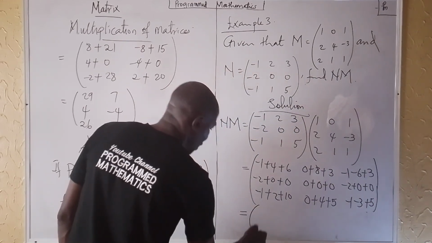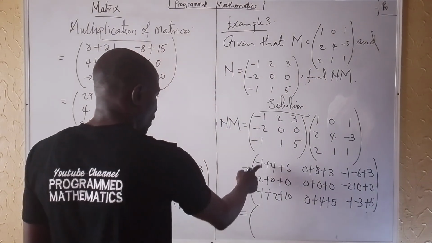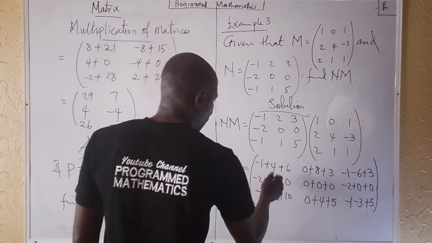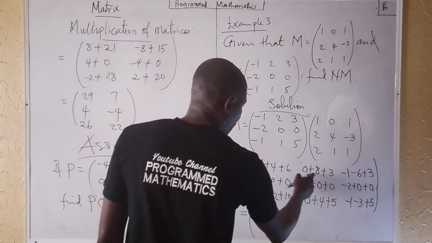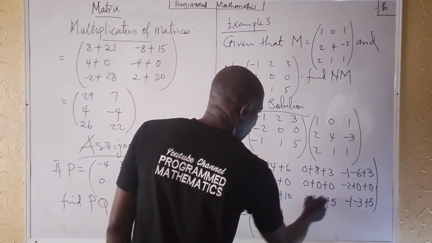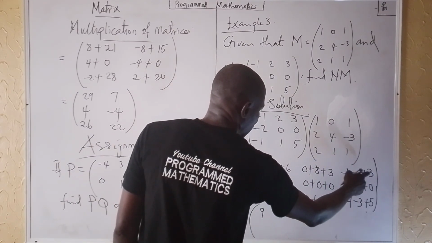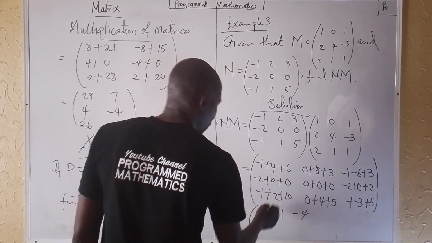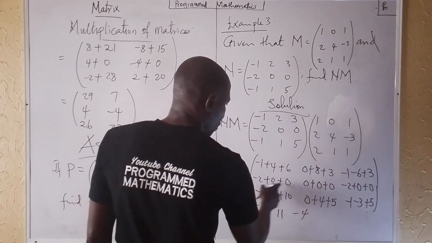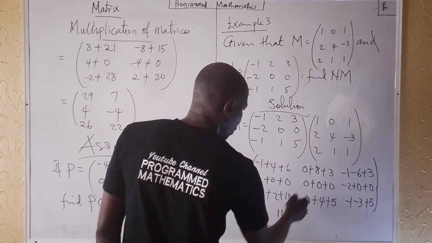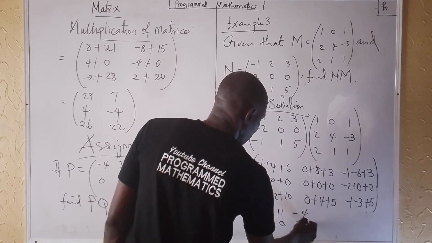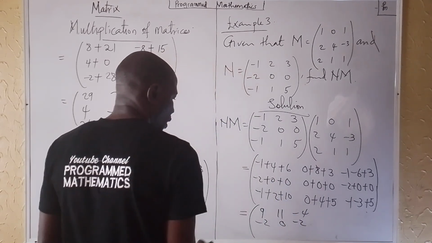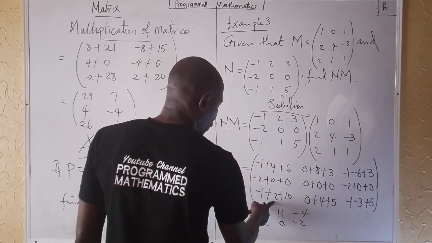So we can write the final answer out. Minus 1 plus 4 plus 6: minus 1 plus 4 is 3, 3 plus 6 is 9. 0 plus 8 plus 3 is 11. Minus 1 minus 6 is minus 7, minus 7 plus 3 is minus 4. Minus 2 plus 0 plus 0 is minus 2. 0 plus 0 plus 0 is 0. Minus 2 plus 0 plus 0 is minus 2.